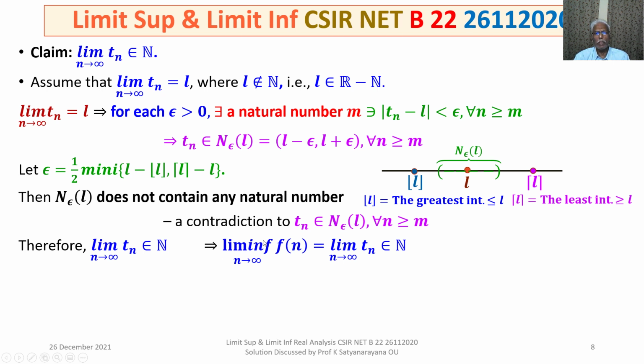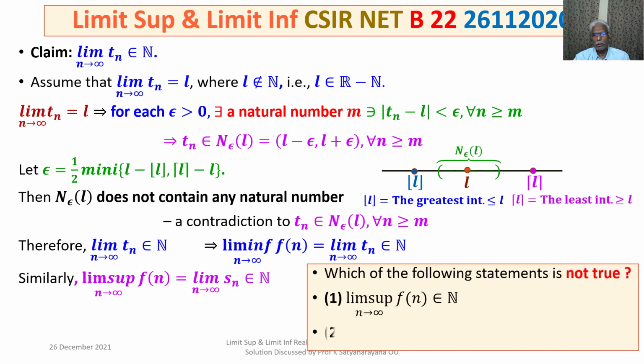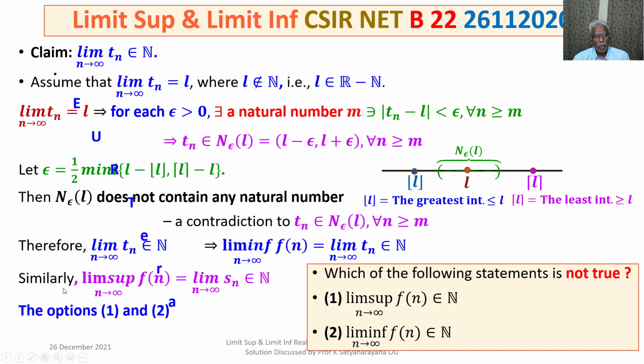This implies limit inferior of Fn as n tends to infinity will be equal to the limit of Tn, which belongs to N. In a similar fashion, limit superior of Fn is equal to limit as n tends to infinity of Sn, which is also a natural number. Let's look at the options: which of the following statements is not true? Both of them are true, they are natural numbers. So options 1 and 2 are true.